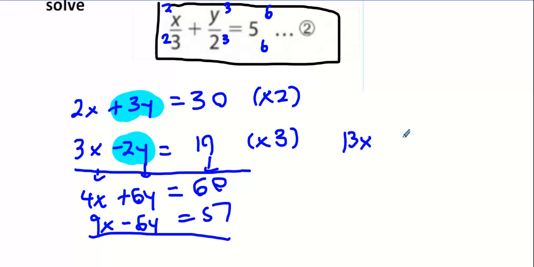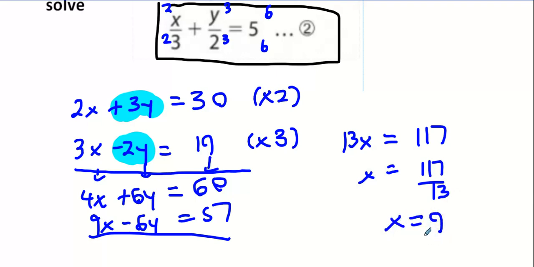13. 6y, take away 6y. All right, 60 plus 57 is 117. Divided by 13. Anybody know? 9, good job. And then finally, JH, finish it off.